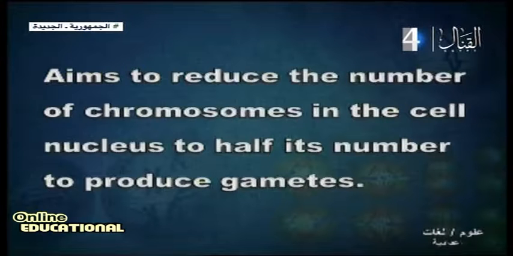The first stage aims to reduce the number of chromosomes in the cell. The reproductive cell contains 2n, the complete number of chromosomes. Now we want to reduce this number to half to produce gametes. By the way, gametes must have n, or half the number of chromosomes. So the first stage aims to reduce the number of chromosomes.